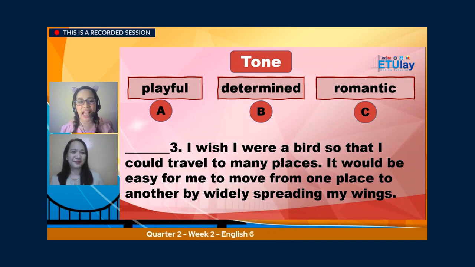Number three, I wish I were a bird so that I could travel to many places. It would be easy for me to move from one place to another by widely spreading my wings. And our answer, letter A, playful.